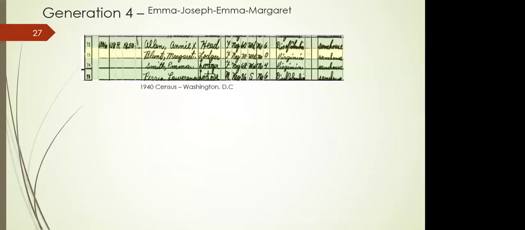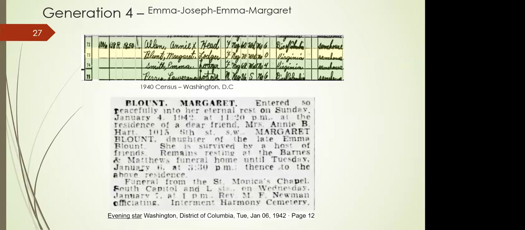All right, so this is Margaret in her last census in 1940. She's living in the home of Annie Allen. Here's an article about her death, and it verifies that she was living in the home of a dear friend. It says Annie B. Hart. I don't know what to do with that. The address is correct. It tells us where she's buried.